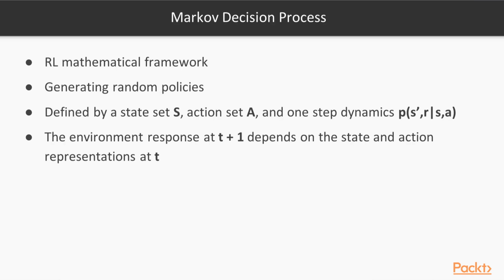Markov decision process. Reinforcement learning is based on the mathematical framework called the Markov decision process, or MDP. It is used to describe the agent and environment interactions. Markov refers to the interactive property where the future state depends on the present state. The reinforcement learning agent solves the MDP by taking a sequence of actions which leads to an optimal reward.